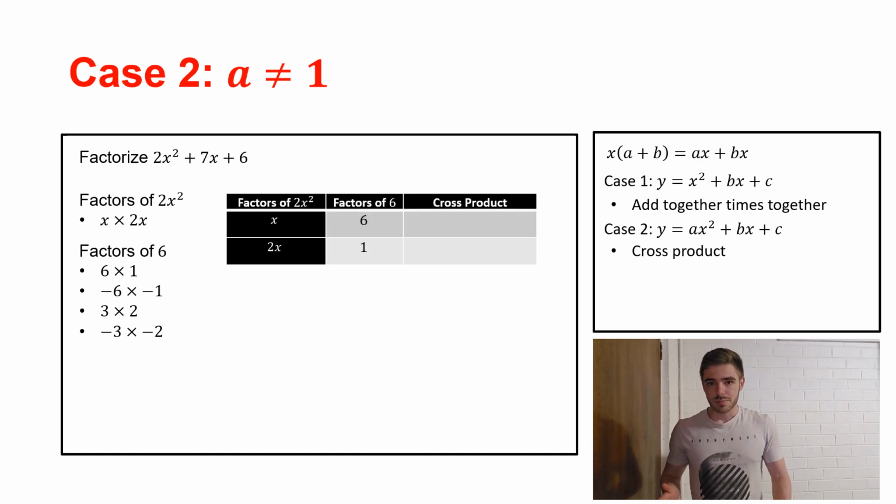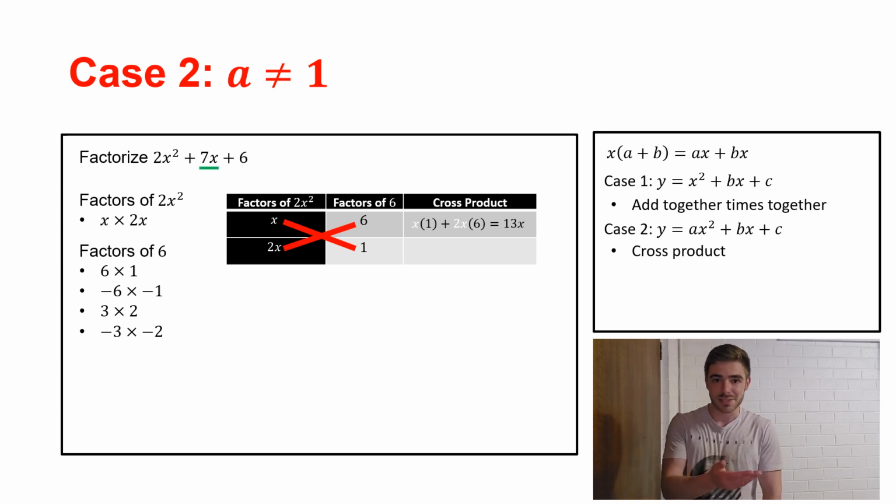To start with, you're just going to pick any two pairs of your factors and arrange them however you like. This will just give us a starting point. From there, we're just going to perform the cross product, which simply means multiplying along the diagonals and then adding the results, which in this case is going to give us 13x, but that's not quite what we were looking for. The goal is to arrange our factors in such a way where the cross product gives bx, which in our case is just 7x. We didn't get that result, we got 13x, so we need to do something different.